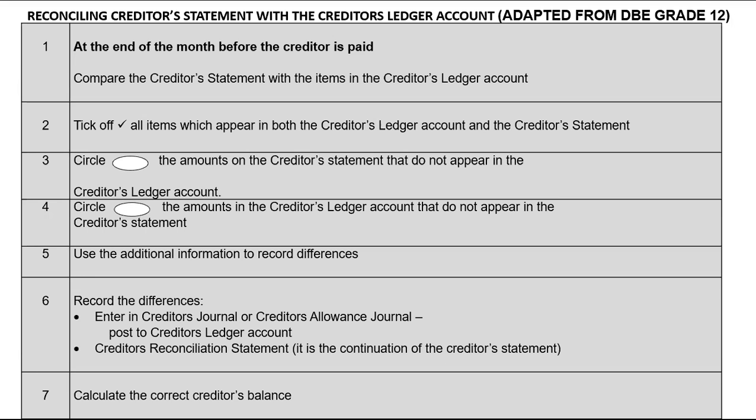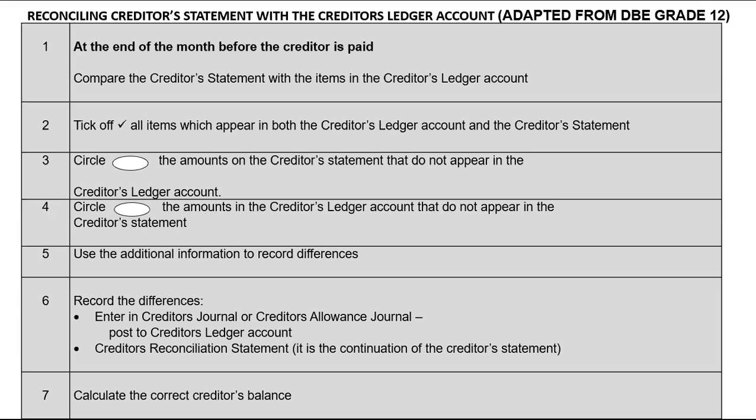If the mistake was made by the creditor, we're going to record it in the creditor's reconciliation statement. It is the continuation of the creditor's statement. Note that the creditor's statement is prepared from the creditor's point of view. So from the creditor's point of view, we are the debtors, so they will prepare what we call the debtor's ledger. The creditor's statement is just the debtor's ledger, and the creditor's reconciliation statement is just the continuation of the debtor's ledger from the creditor's point of view.